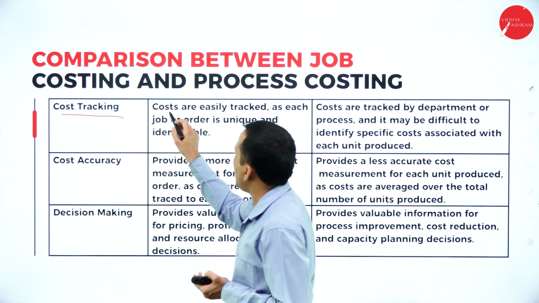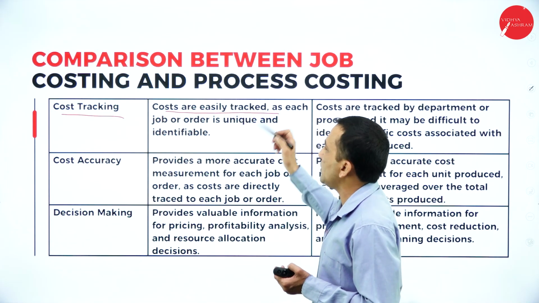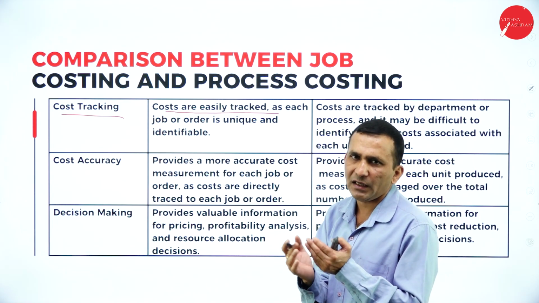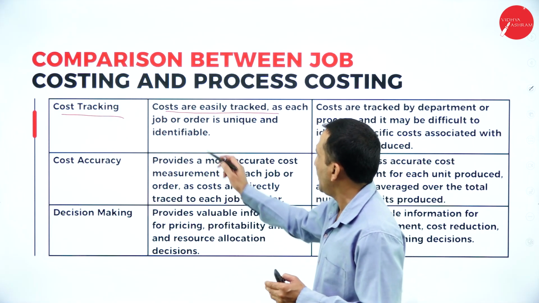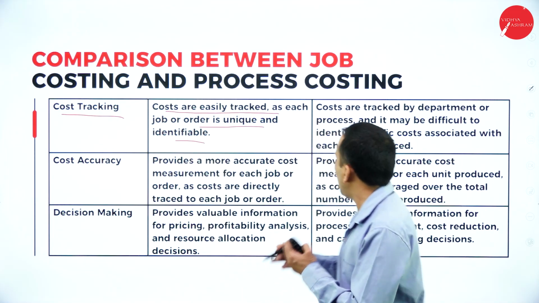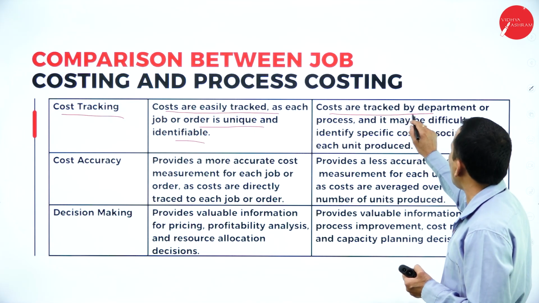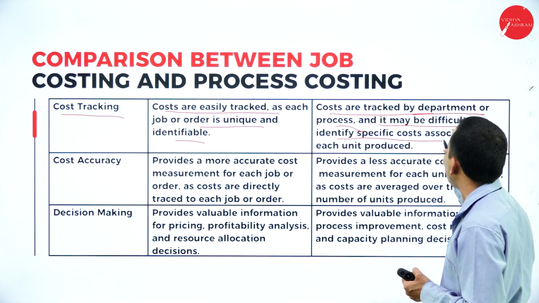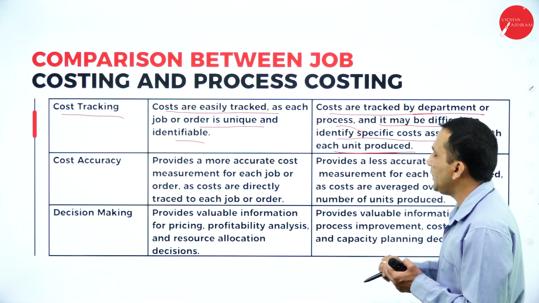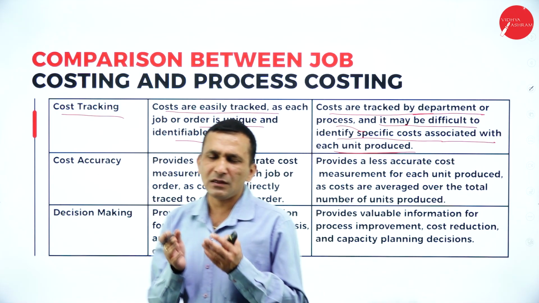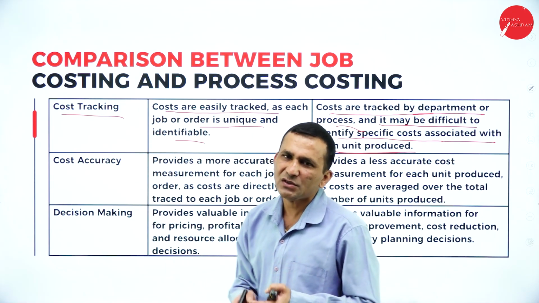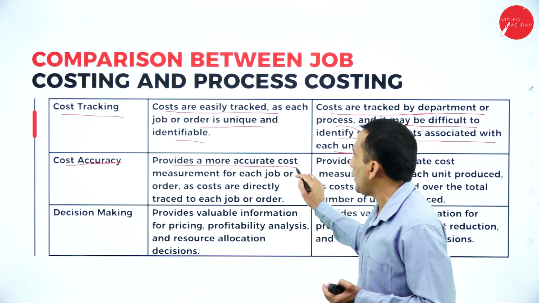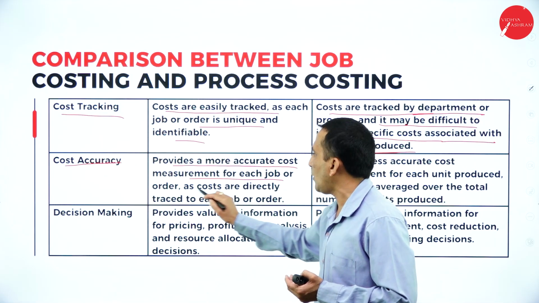Cost tracking: here the costs are easily tracked, because each and every job is unique. All the material, labor, everything we are calculating separately for the specific job, and the order is unique and identifiable. But in case of process costing, costs are tracked by the department or process, and it may be difficult to identify the specific cost associated with the unit produced, because it is a standardized product, the large quantity they are producing, so it's very difficult.